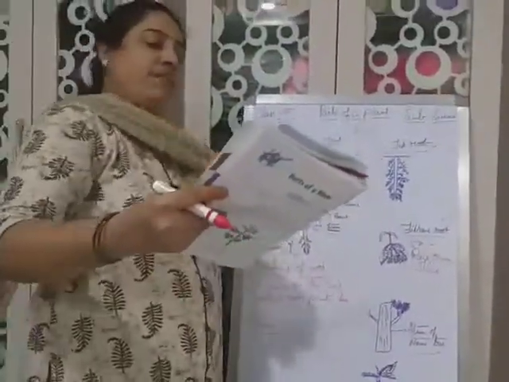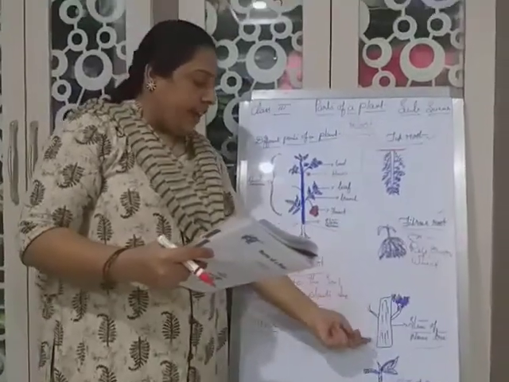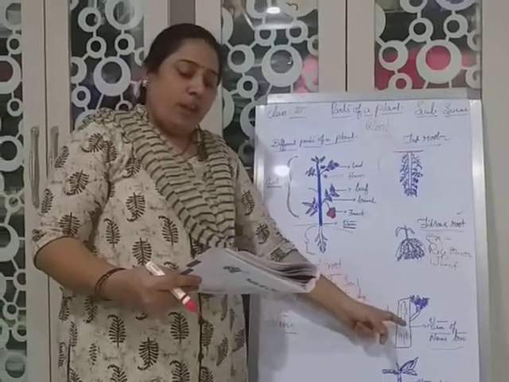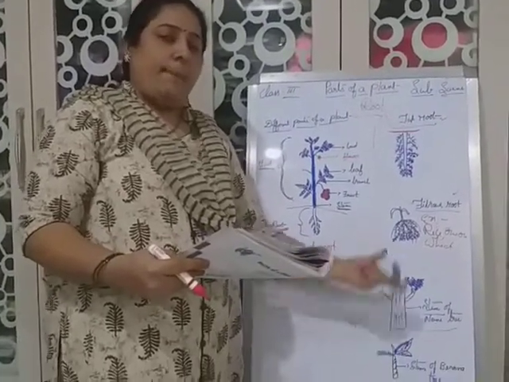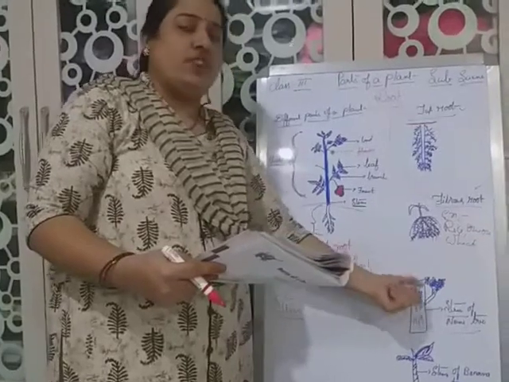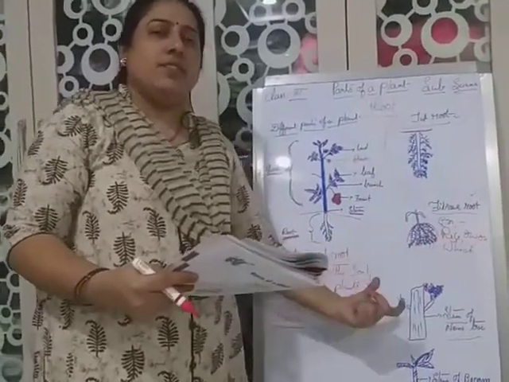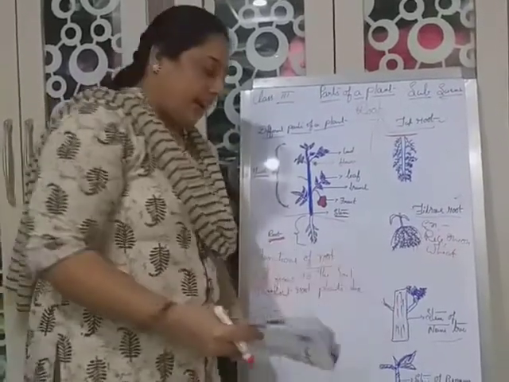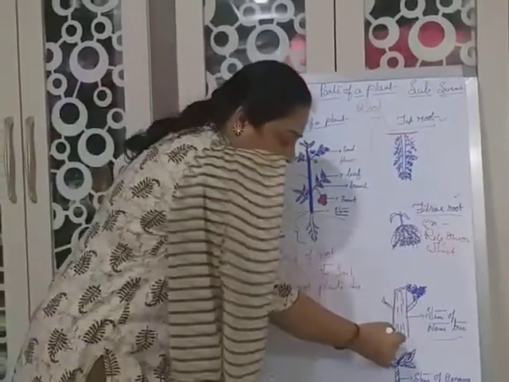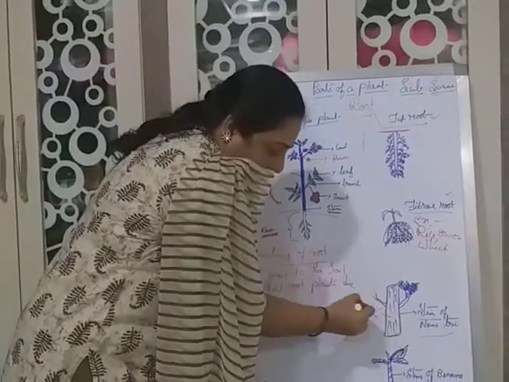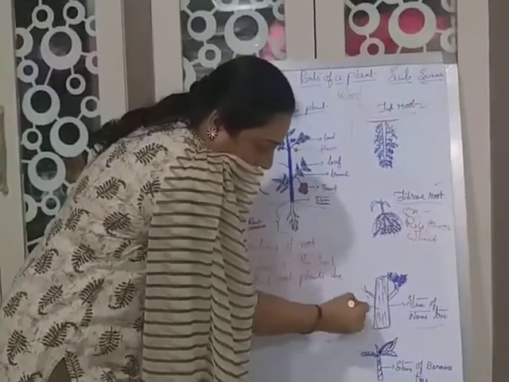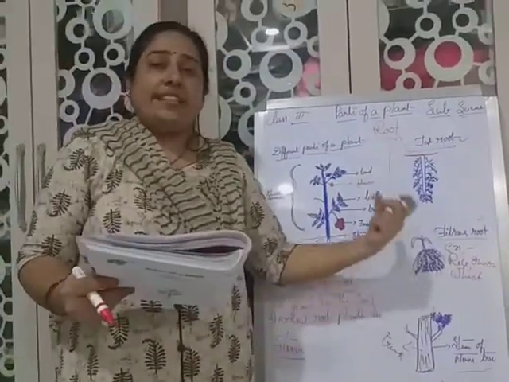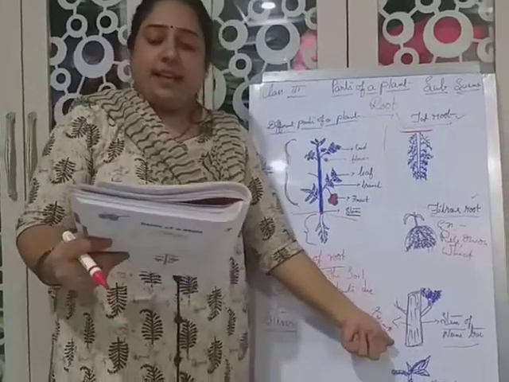The stem of the neem tree is very hard, strong and woody. This keeps the tree upright and erect. Such a stem is called a trunk. We call it a trunk because it is very hard and very strong, and this stem keeps the tree upright and erect. So we call this a trunk.